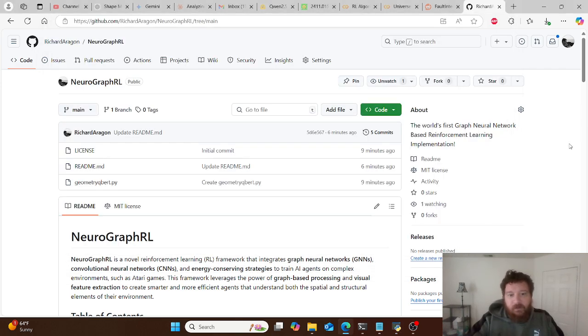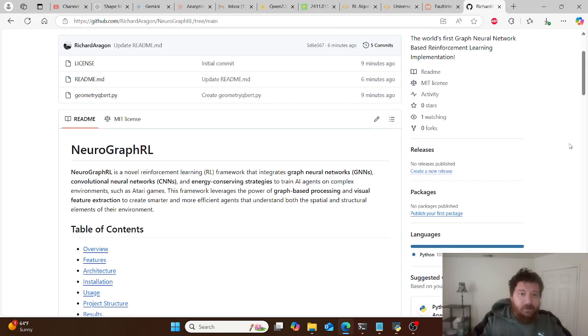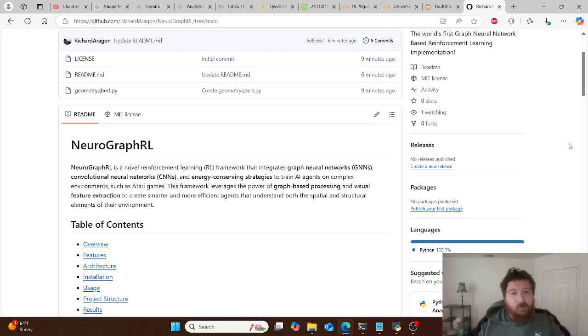And because this is such a novel implementation, I decided to make this into a GitHub repository as opposed to sharing it via Colab or anything along those lines. So the GitHub name for this is called NeuroGraphRL. And NeuroGraphRL is a novel reinforcement learning framework that integrates graph neural networks, convolutional neural networks, and energy conserving strategies to train AI agents on complex environments, such as Atari games.